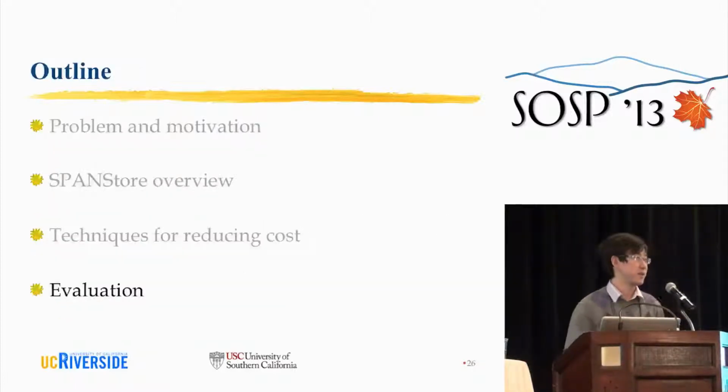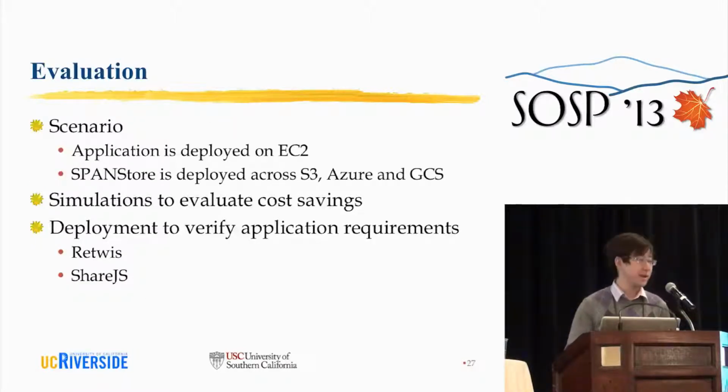So last, I will show some evaluation results. In the evaluation, the application is deployed on Amazon EC2, and SPANStore is deployed across Amazon S3, Azure, and Google Cloud Storage. The evaluation contains two parts. In the first part, we use simulation to evaluate the cost savings enabled by SPANStore, and we use actual deployments to evaluate that SPANStore can meet latency SLOs.